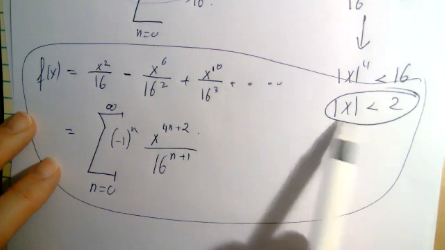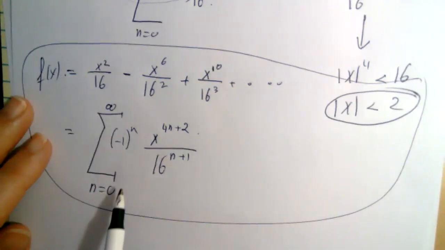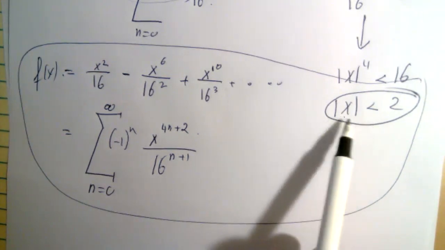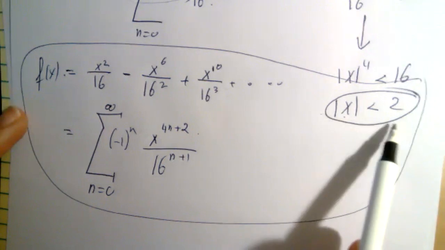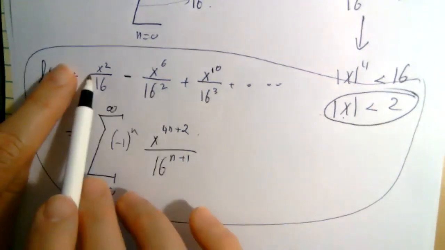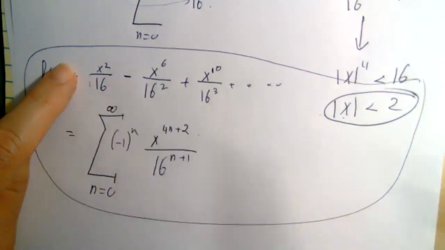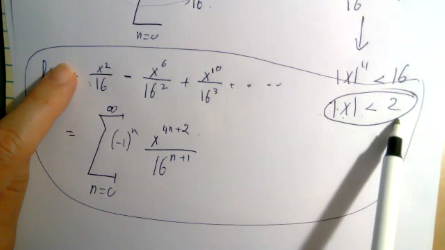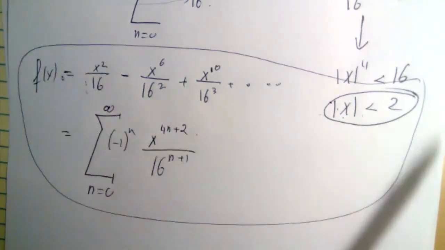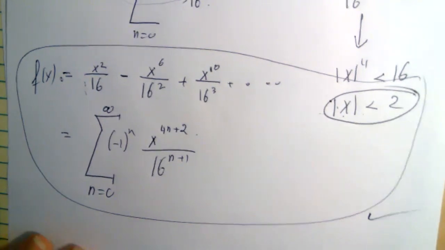So if I take x equal 1, the equality will hold. If I take x equal 3/2, it holds, minus 1 holds. But anything that doesn't satisfy the condition absolute x less than 2 will cause this series to diverge. If I take x equal to 3, the series will diverge, so the equality will be nonsensical. All right? So this takes care of number 7.